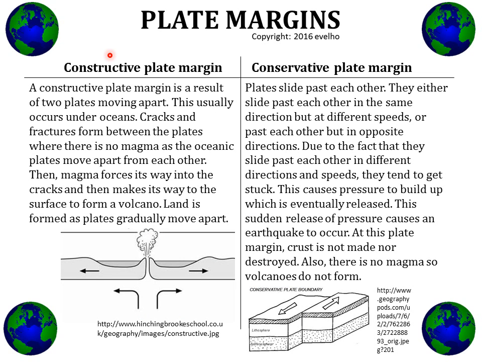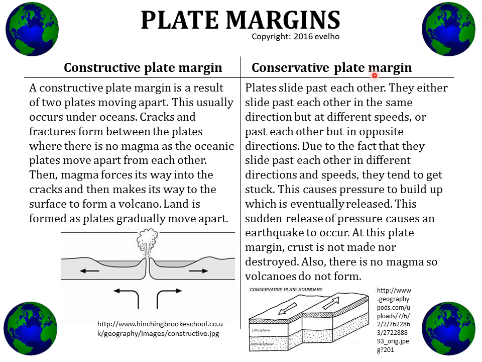Another two types of plate margins are the constructive plate margins and the conservative plate margins. So a constructive plate margin is a result of two plates moving apart. This usually occurs in the oceans, and cracks and fractures form between plates as the oceanic plates move apart from each other. Then magma forces its way into cracks and makes its way to the surface to form a volcano. Land is formed as plates gradually move apart. So that's a diagram for the constructive plate margin.